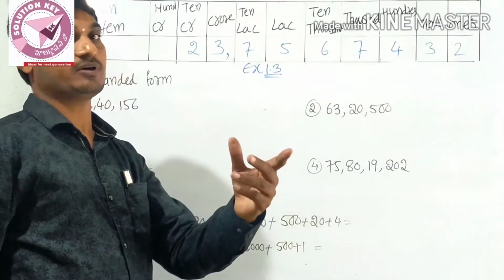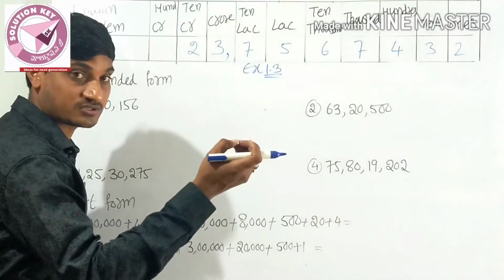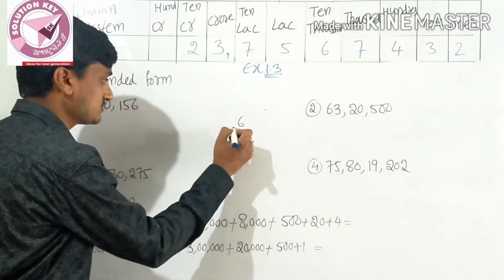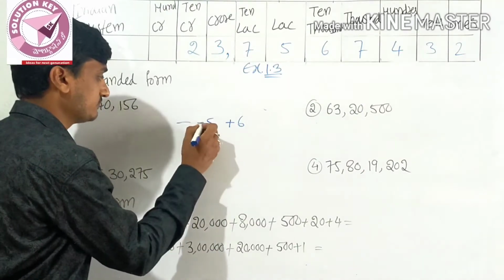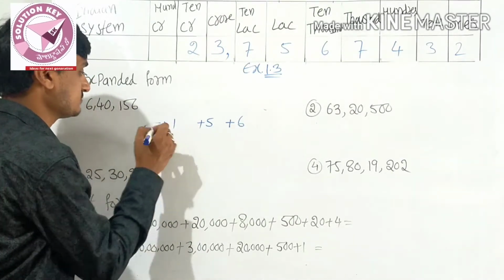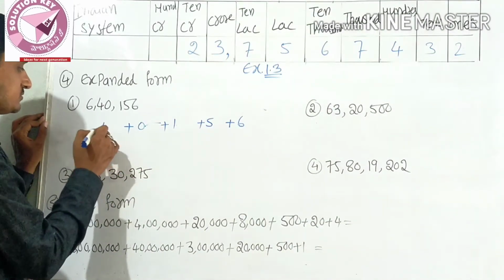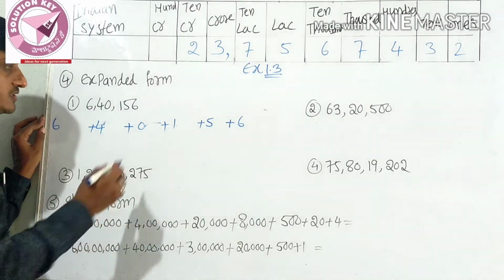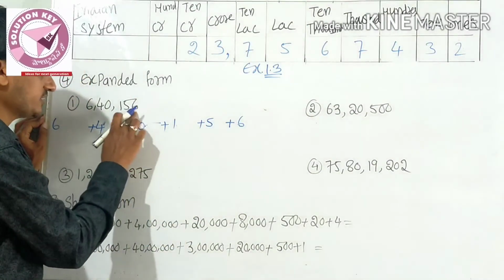How to expand the given number: simply, start from the right-hand side onwards. First 6 here, keep plus, 5, plus after 1, plus after 0, plus after 4, plus after 6. See here, 6: are any digits after it? No. So leave it. Next, 5: after it 1 digit is there.